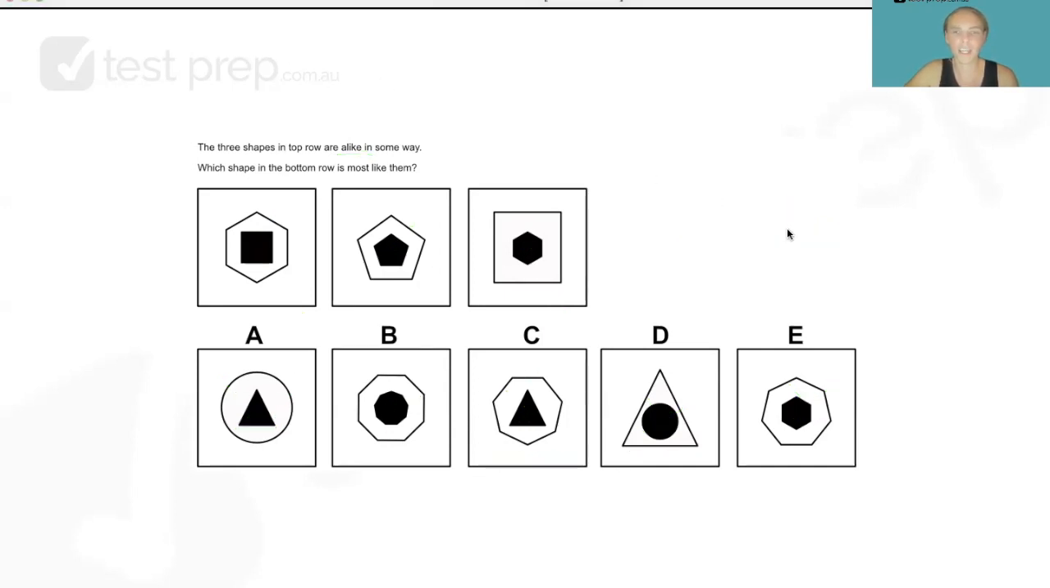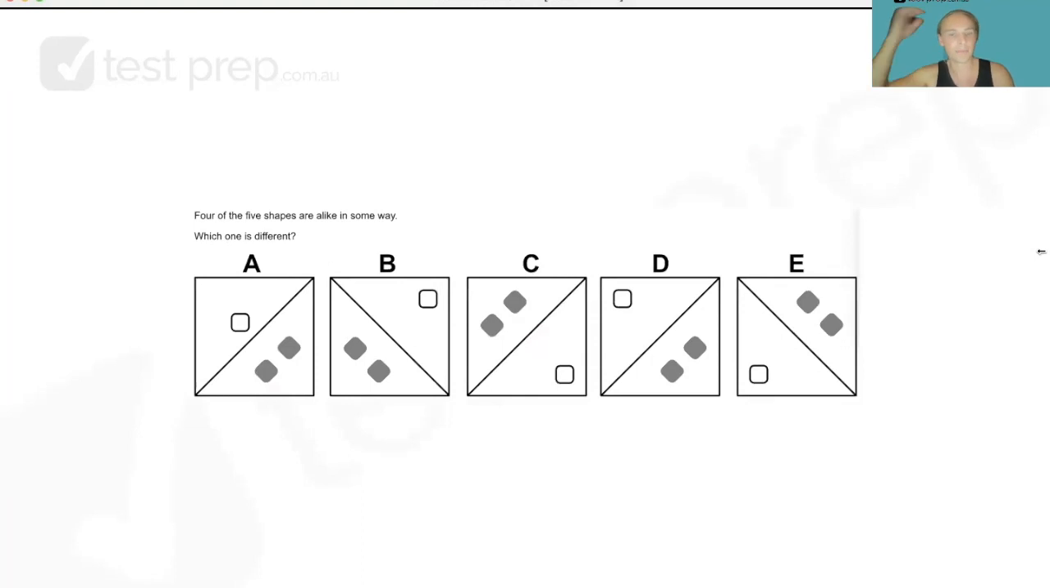All right, let's have a look then at some more shapes. So this one, we're looking at the 5 shapes, which are alike in some way. Which one is different? So this is a different style of question. It's very similar to the last one. We still have a rule-based component going on. And sometimes there's a very subtle change.